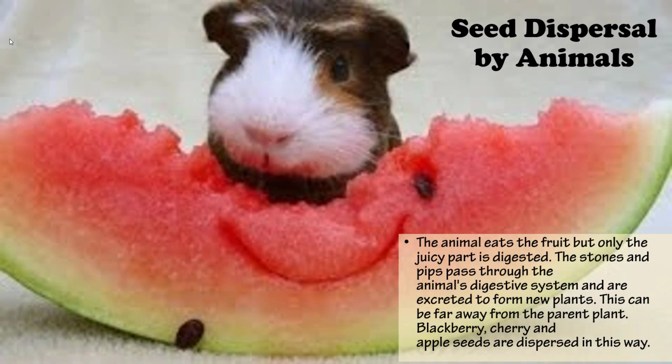Seed dispersal by animals. The animal eats the fruit, but only the juicy part is digested. The stones and seeds and pits pass through the animal's digestive system and are excreted to form new plants. This can be far away from the parent plant. Blackberry, cherry, apple seeds are all dispersed in this way.